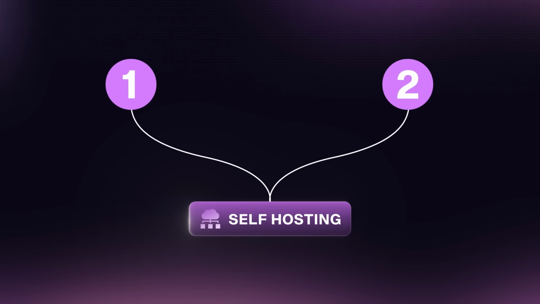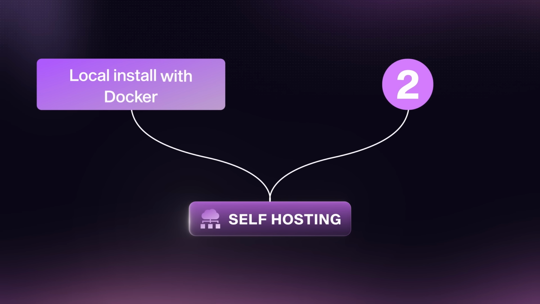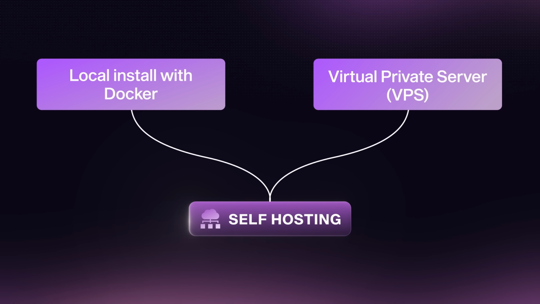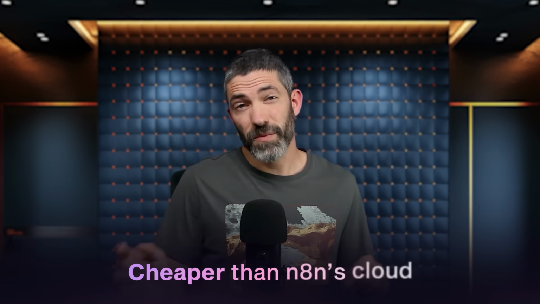There are two main ways to self-host. You could do a local install with Docker. That's more technical, lots of configurations. A small percentage of the people watching will want to go that route, so I won't cover it here. That would probably double the length of this video. The other way to self-host is with a virtual private server, a VPS. It's a much easier middle ground. That's what I use myself, so it is self-hosted, but it's easier to set up and cheaper than n8n's cloud.